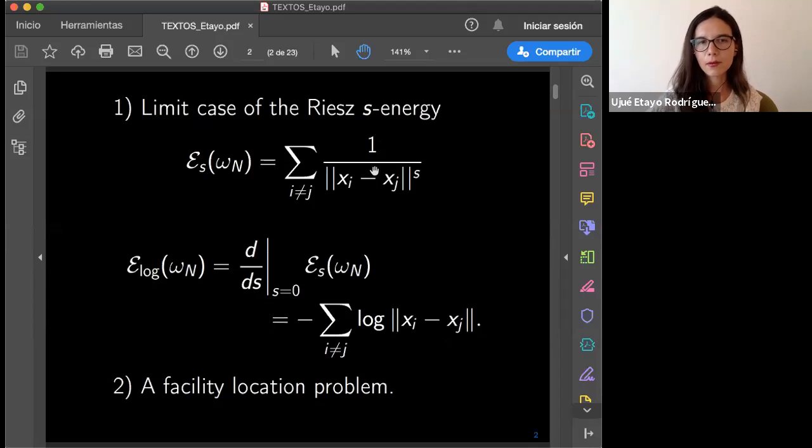We have this well-known family of potentials, and if we take the limit and the derivative when s equals 0, then we have the logarithmic energy of the points. This is one explanation, but I want to give you yet another one. And this comes from a physical problem, but of course, after a lot of mathematicians working on it, we lost all the physical aspect and we started with really abstract things. And the motivation is the following.